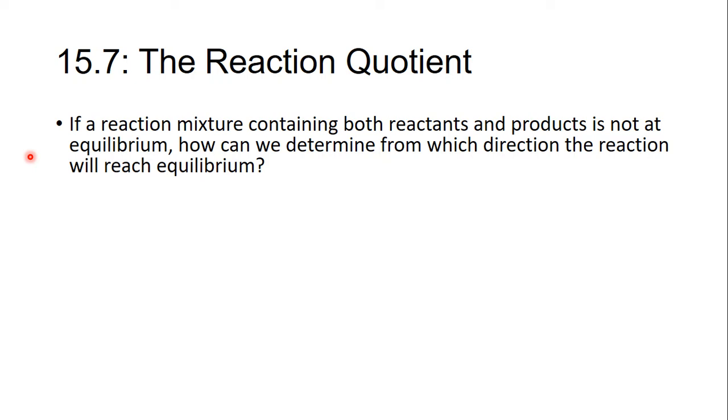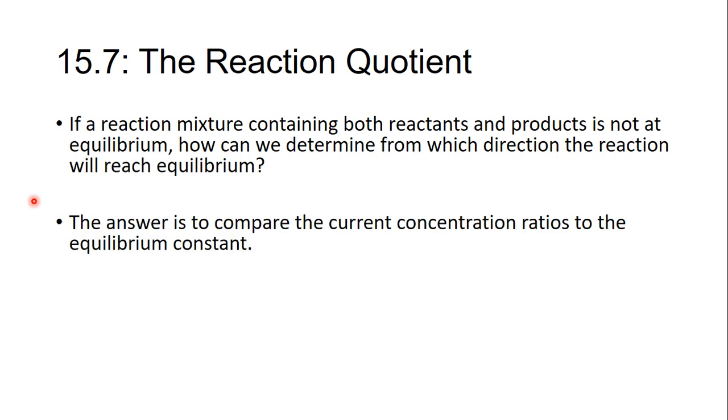In this video, we're going to talk about the reaction quotient. Now, in the previous video, we talked about K and how to solve for K using an ICE table. But let's say we want to know, are we going to gain more products or more reactants? That is, which way is our reaction going to flow? How can we determine that if we're just given a mix of chemicals? That's where the reaction quotient comes in.